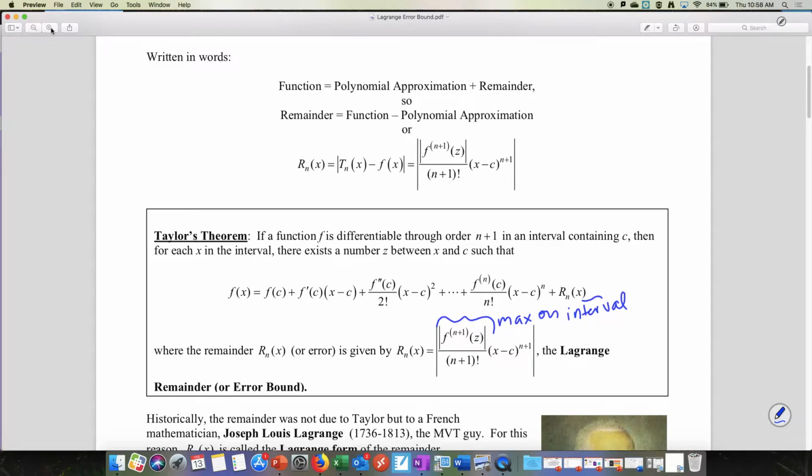And that's our error? It's just the maximum? That's our error is this whole thing. Max derivative over factorial times x minus c to the n plus 1.